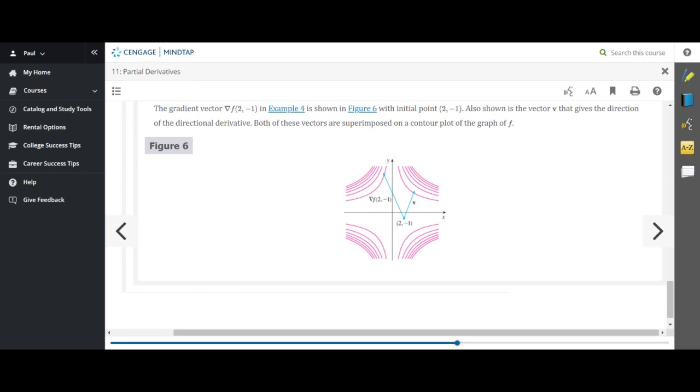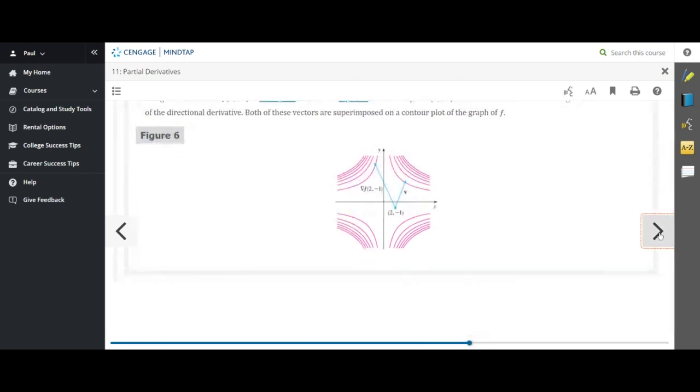So are there any questions on this example? Okay, if you're good, let's keep going.